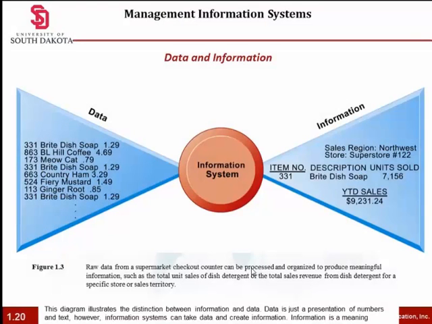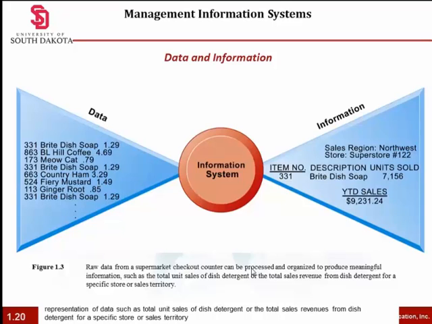This diagram illustrates the distinction between information and data. Data is just a presentation of numbers and text. However, information systems can take data and create information. Information is a meaningful representation of data, such as total unit sales of dish detergent or the total sales revenues from dish detergent for a specific store or sales territory.